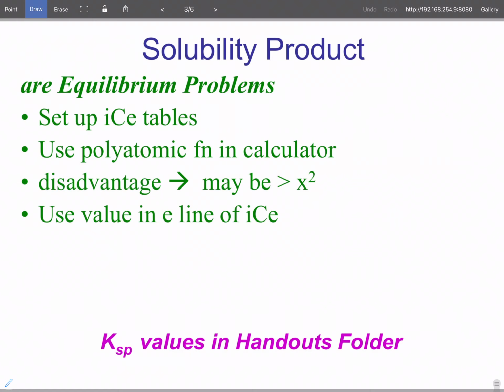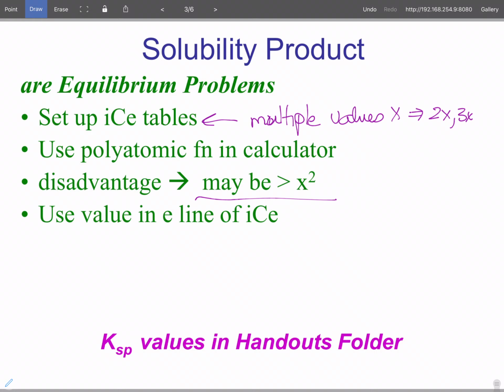So it's like the other equilibrium. You're going to set up an ICE table. The ICE tables become much more critical because, unlike the acid-base ones where we only had one proton at a time, we can have multiple values of X. So you could have 2X, you could have 3X, you can even have 4X. You're going to use the polyatomic function in your calculator again, and it may be greater than X squared. So if you've programmed in for strictly X squared, then you may have a problem.